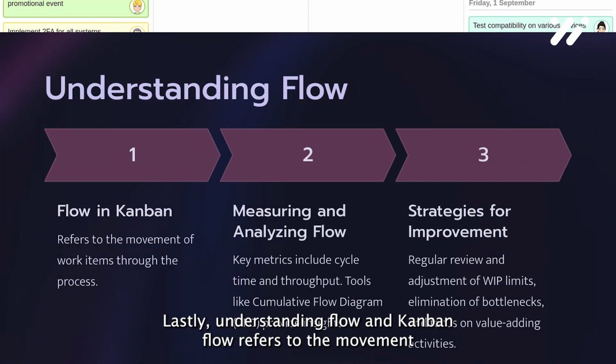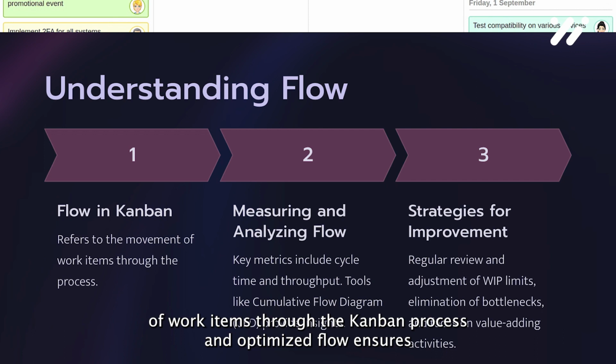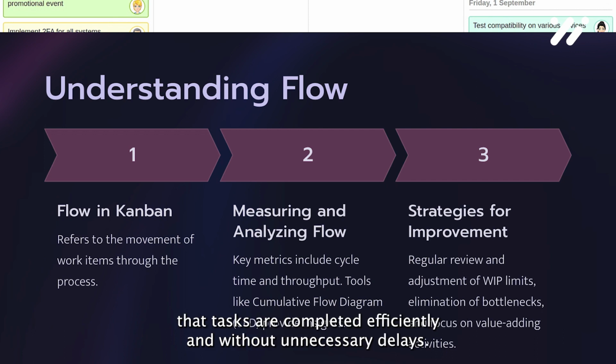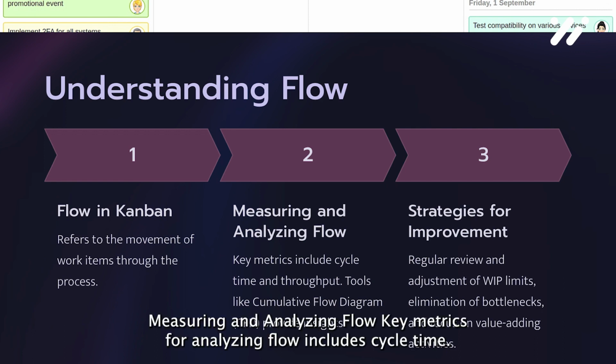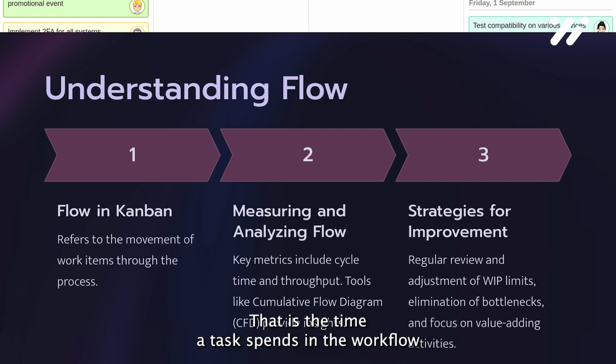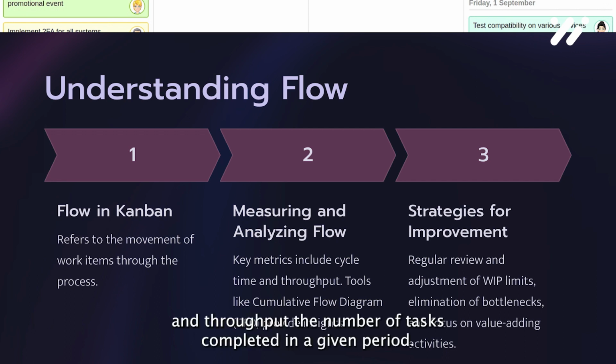Lastly, understanding flow in Kanban. Flow refers to the movement of work items through the Kanban process. An optimized flow ensures that tasks are completed efficiently and without unnecessary delays. Measuring and analyzing flow. Key metrics for analyzing flow include cycle time, that is, the time a task spends in the workflow, and throughput, the number of tasks completed in a given period.